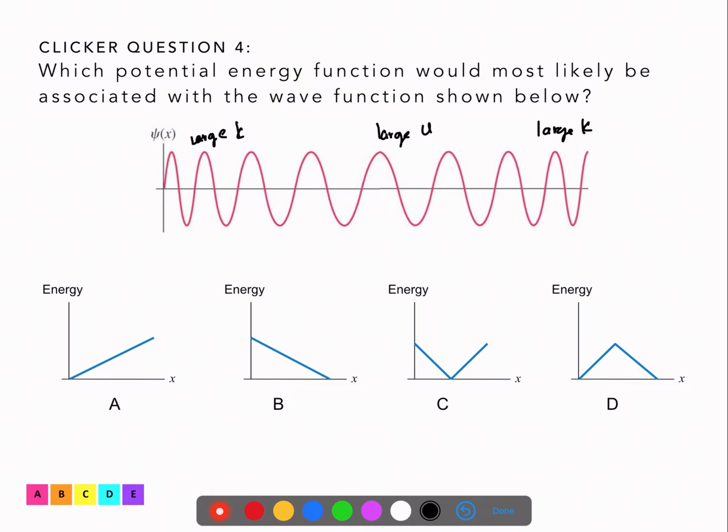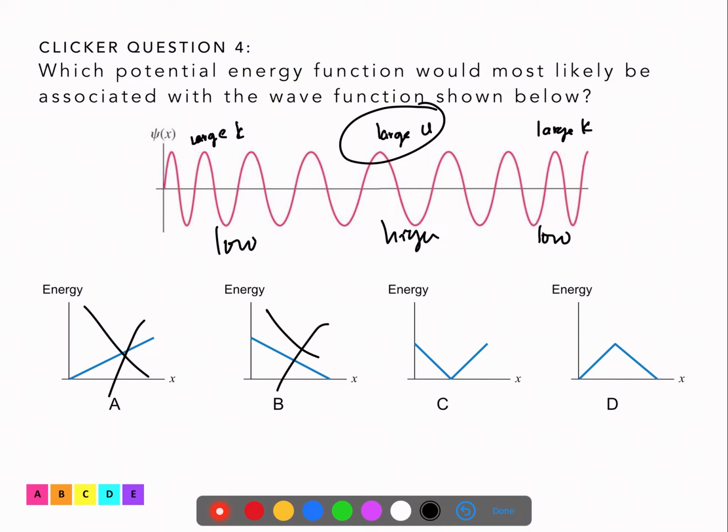So if we're looking at the potential energy, we're looking for something that's high here and low here. So high, low, low. This goes low to high, so this is wrong. This goes high to low, this is wrong. This goes high, low, high, wrong. So that means that only leaves this one, which goes low, high, low.